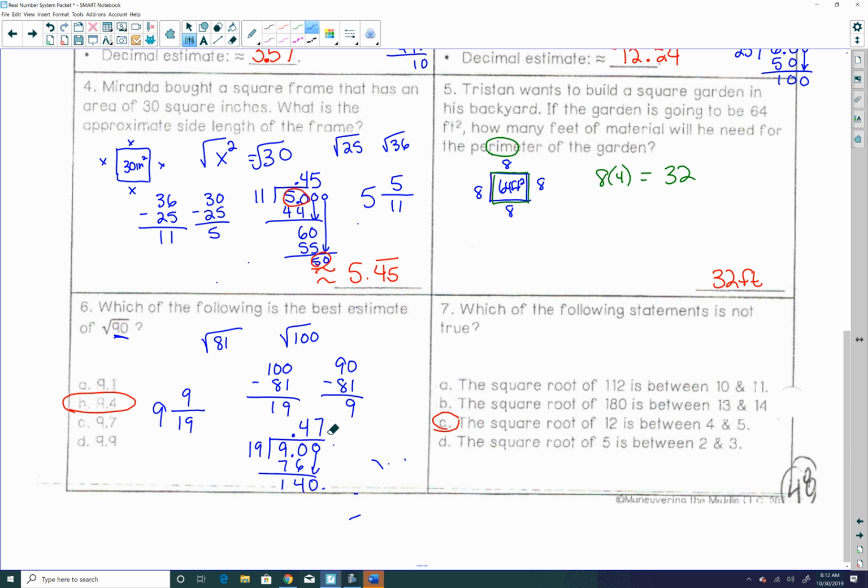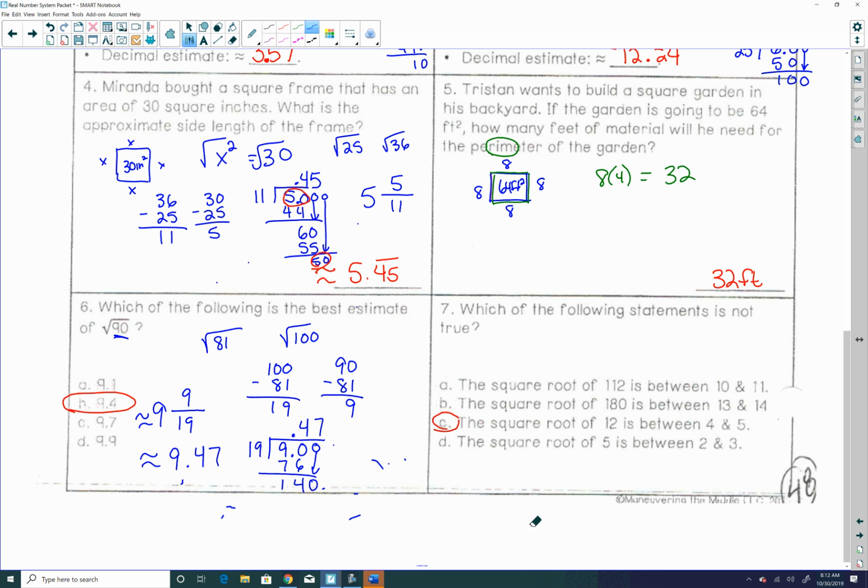Okay. So it'd be about, if I was estimating it to 2 decimal places, it'd be about 9.5 if I was rounding up. But 9.5 is not one of the options. So the option that it's closest to is the 9.4, but a more accurate estimation would be 9.47.